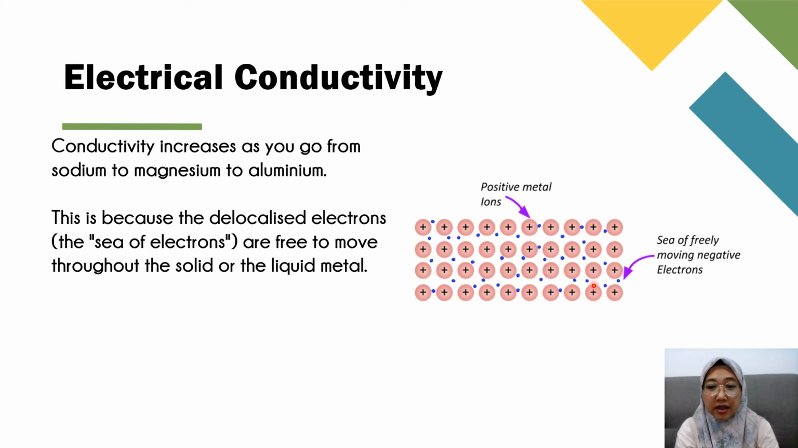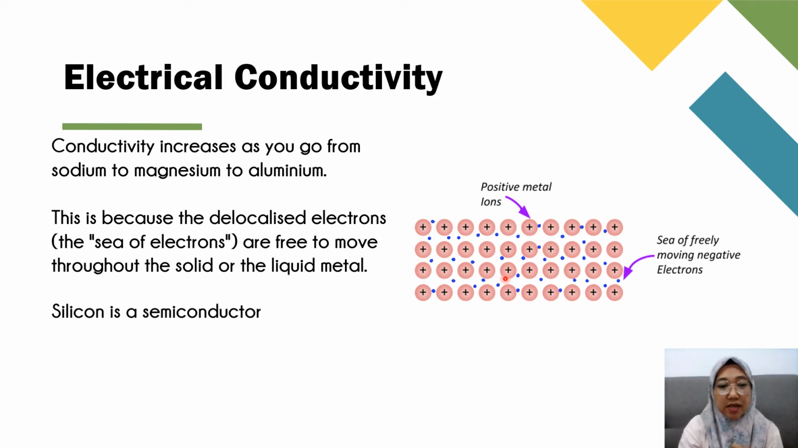Okay, ini kedudukan sea of electrons. Okay, we have positive metal ions. Okay, and moving negative electrons. Okay, so electron bercharge negatif ni dia are free to move throughout the solid. Okay, dia sebenarnya boleh bergerak mengelilingi nukleus ni ya, dia sentiasa bergerak. So bila sentiasa bergerak, dia boleh membentuk sea of electrons.